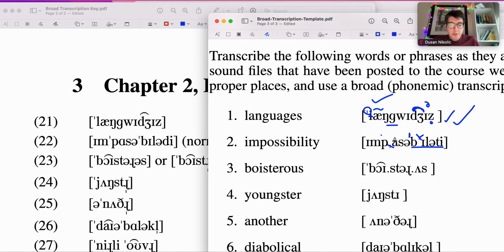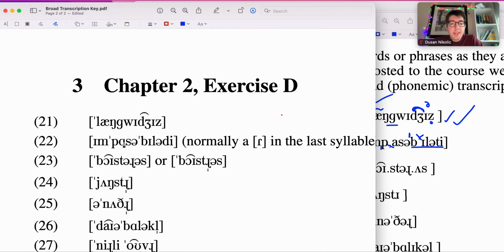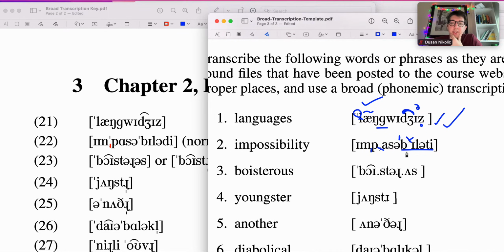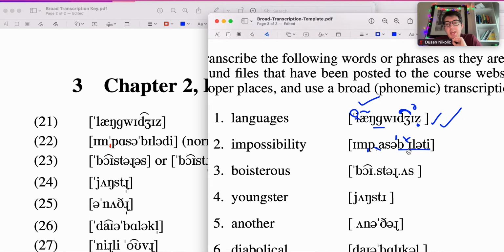This is okay, good try, but you should have tried with a secondary stress here. Impossibility. That would be okay. Secondary stress in this key is written like this, but in general we place secondary stress down there, right? It's an underscore rather than subscore, or undercritic rather than diacritic. Impossibility is okay. We have here im, that's nice.